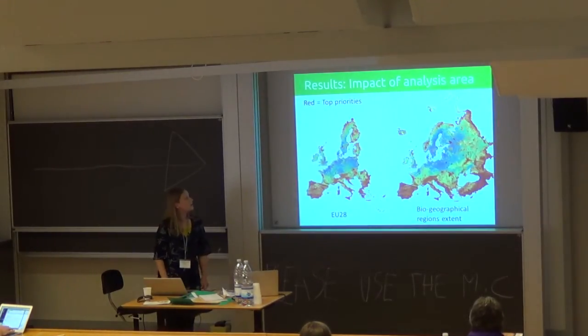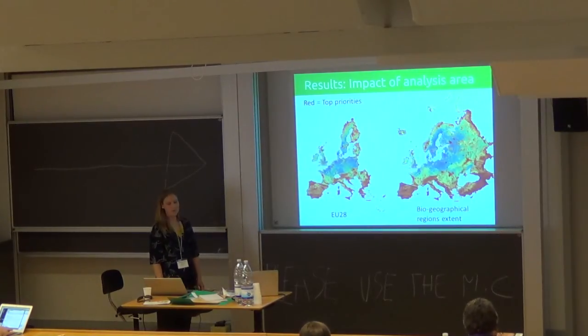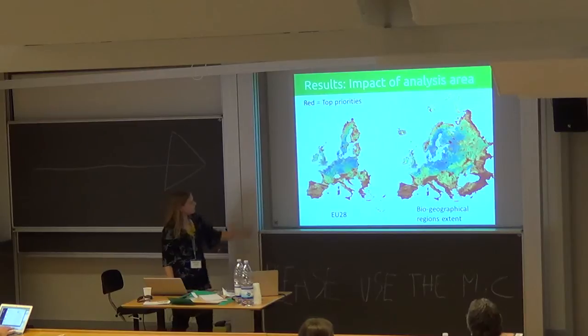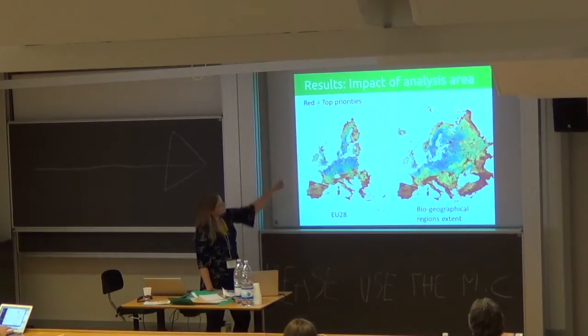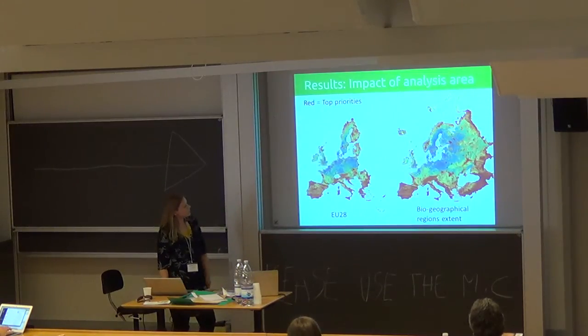So, at first, here you can see the impact of analysis area. The red describes the top priorities, and on the left you can see the prioritization result map from EU countries, so EU 28, and the second one is in the extent of biogeographical regions. Here you can see how the top priorities are situated differently because the analysis area is different. So for example, here in the EU map, Finland gets more top priorities than in the other solution. So eastern species get higher priority here because of the smaller analysis area.